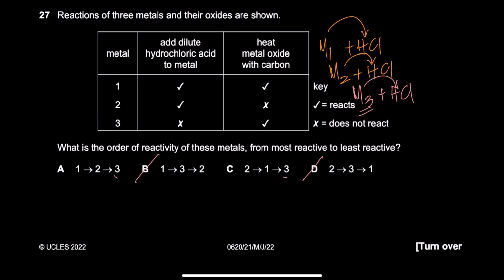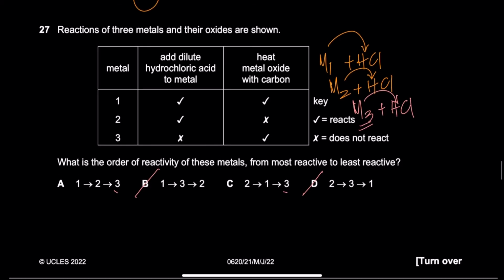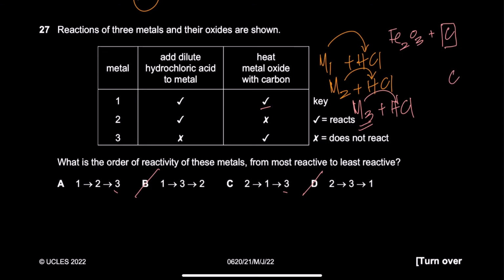Now between M1 and M2, let's check it out. Heat metal oxide with carbon, and this one will react. If this is getting reacted with carbon, let's remember iron oxide, you would literally reduce it with carbon, right? Carbon monoxide or carbon. Why? Because carbon had a greater reactivity than iron, therefore it was reducing it. So think about it. If metal 1 literally reacts with carbon, you'll realize that carbon has a greater reactivity than that metal. Therefore, 2 is the most reactive, then after that 1, then after that 3.